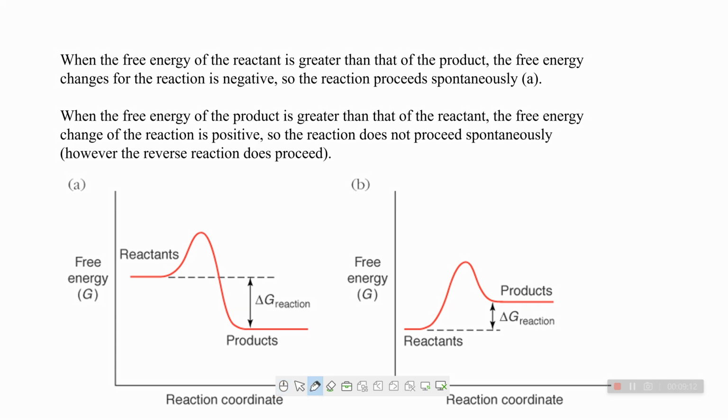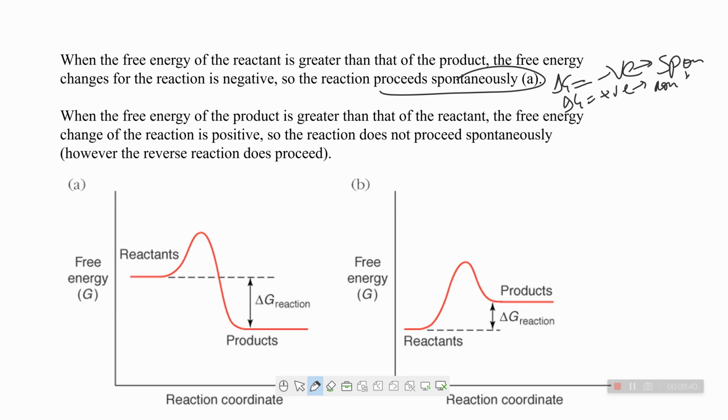When the free energy of the reactant is greater than that of the product, the free energy change for the reaction is negative. So the reaction proceeds spontaneously. If delta G, that is free energy, is negative, it means the reaction is spontaneous. If delta G is positive, it means the reaction is non-spontaneous, right?